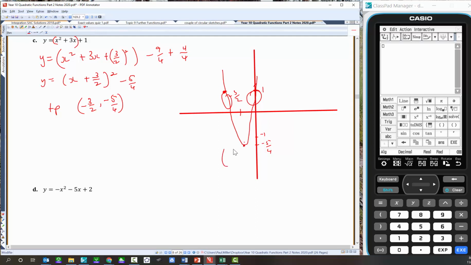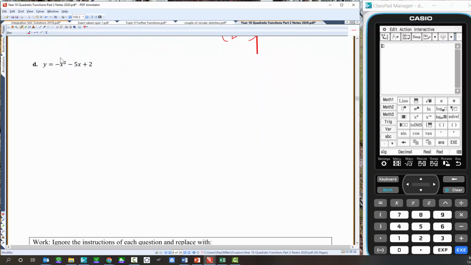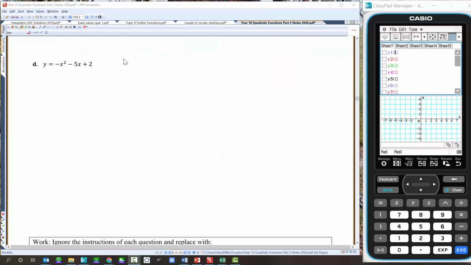Okay, let's label our key features, which is y-intercept there, and turning point is negative 3 on 2, comma, negative 5 on 4. Okay, noting that we're not required to do the x-intercepts just at this stage. All right, let's try this one. Okay, so mark this one in.